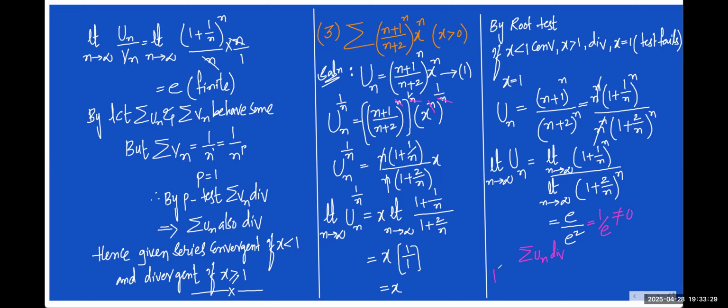Hence, given series convergent if x is less than 1, and we say it is divergent if x is greater than or equal to 1. I wrote convergent by mistake earlier. That's the end of this problem.